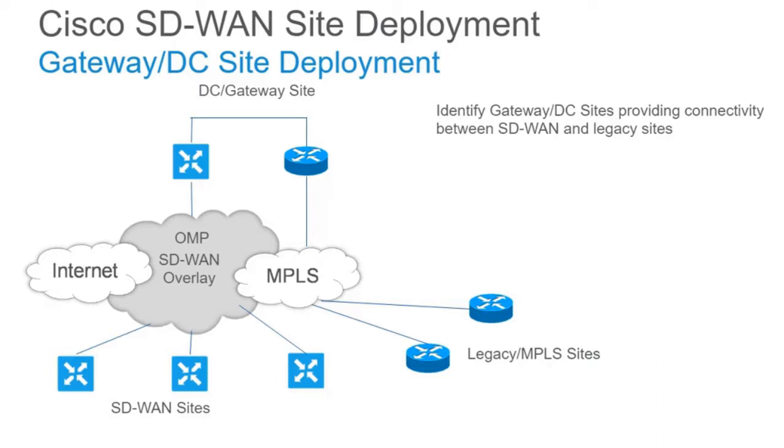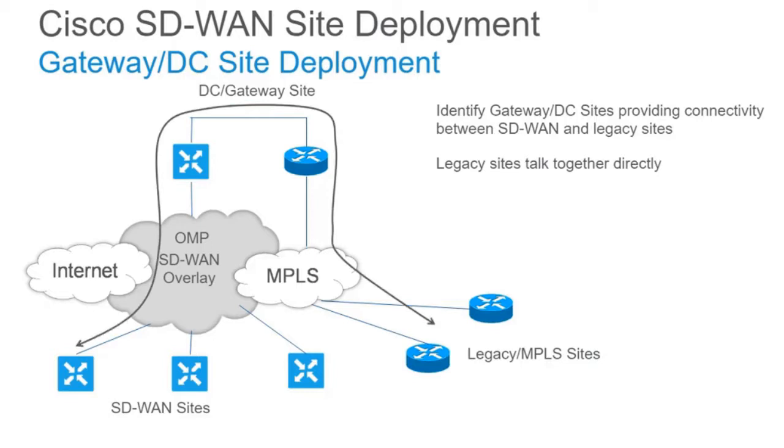Step 2. Deploy the vEdge in the gateway or data center location where the Layer 3 peering exists, providing connectivity to legacy sites. This location will run BGP or OSPF to exchange the routing information between the legacy WAN and the SD-WAN domain. Step 3. Start replacing the legacy routers in remote locations with the SD-WAN functionality on the vEdge routers.